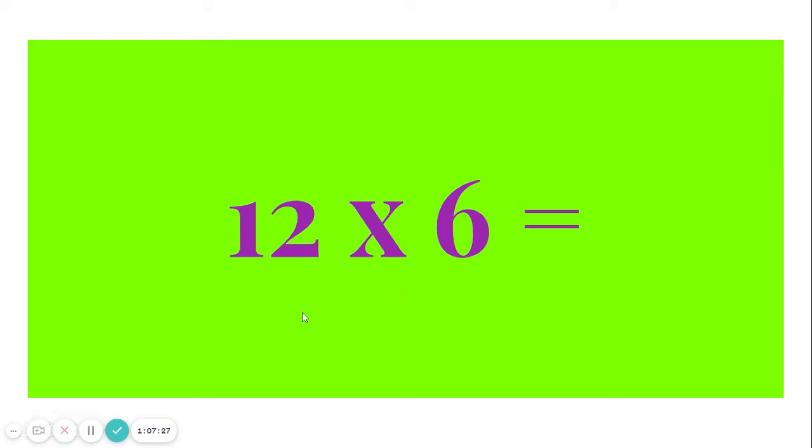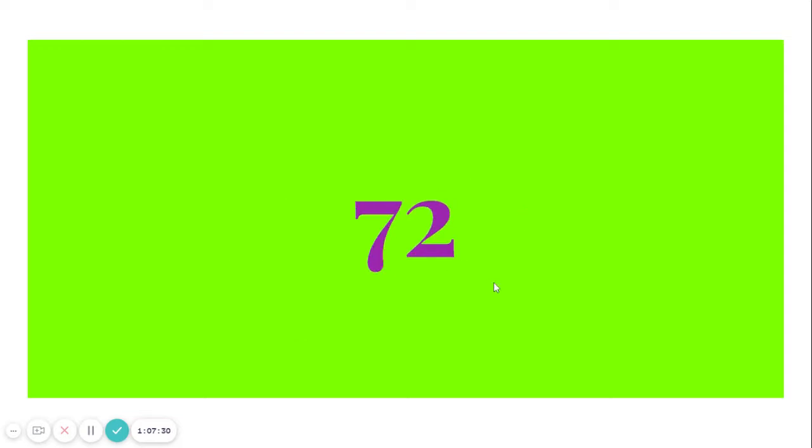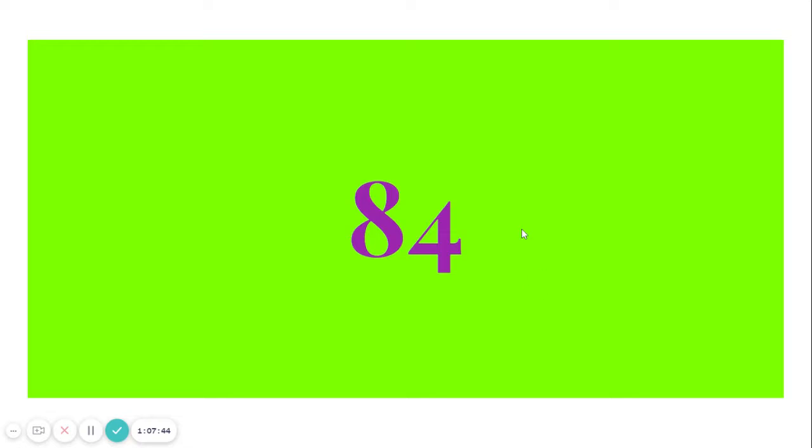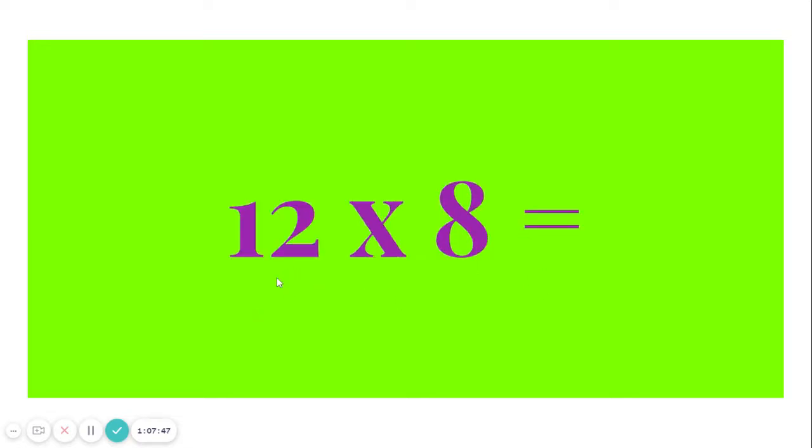12 times 6, bust this 12 apart. 10 times 6 plus 2 times 6, 72. 12 times 7, bust this 12 apart. 10 times 7 is 70. 2 times 7 is 14. 84. 12 times 8, bust it apart. 10 times 8 is 80. 2 times 8 is 16. Add them together. 80 plus 16, 96.